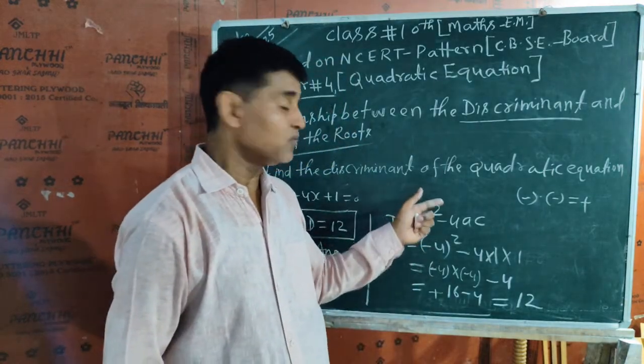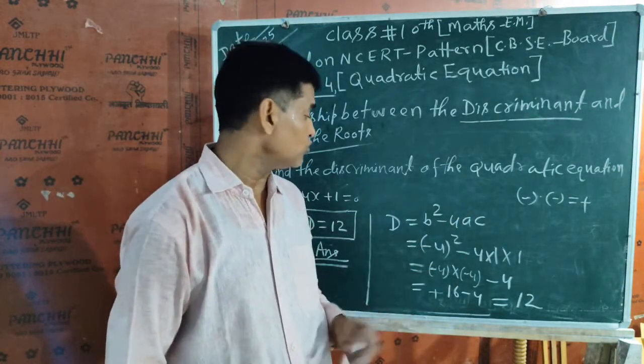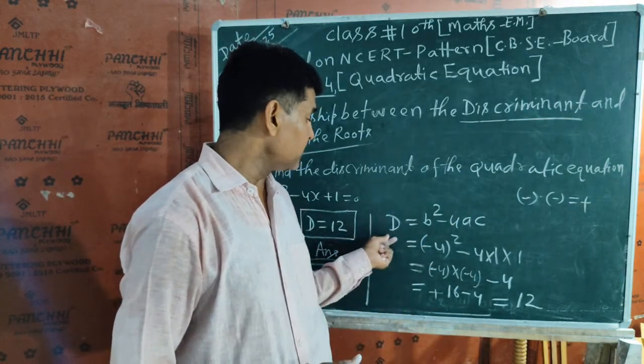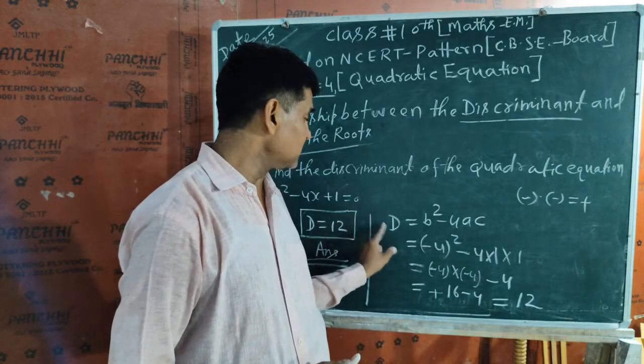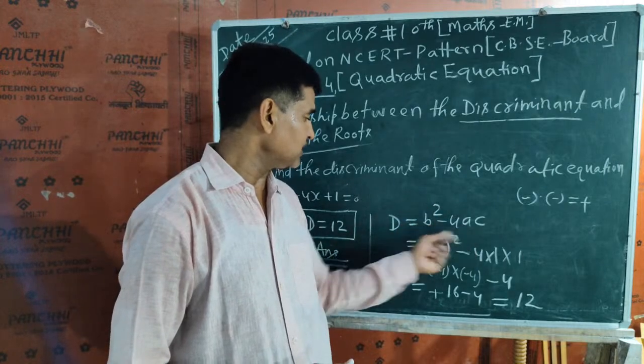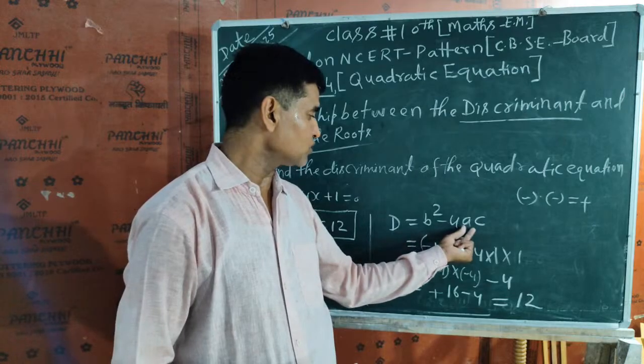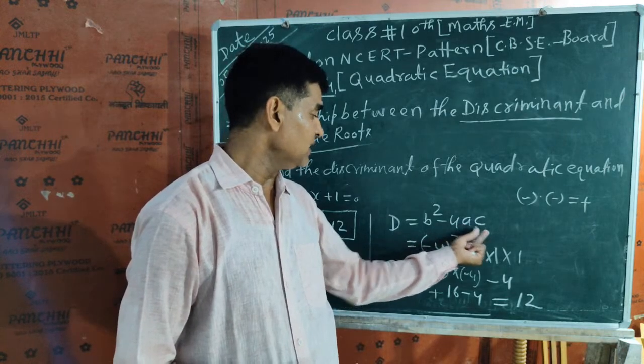You have to find the value of A, B and C from the given quadratic equation, and then you have to evaluate the value of D, which means the discriminant, and its value is B square minus 4AC. I will take the values of A, B and C from the given quadratic equation.